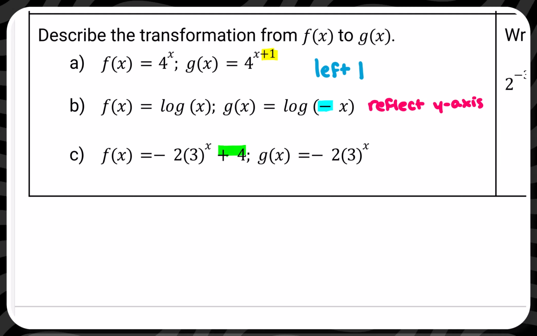This one's a little bit tricky because you start with +4, but you wind up with nothing, okay? So that +4 turned into +0. So what are they doing from here to get to 0? They are moving it down 4 places. So they are subtracting 4 from the function.